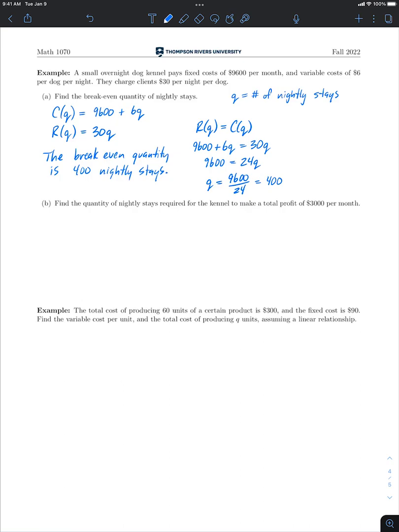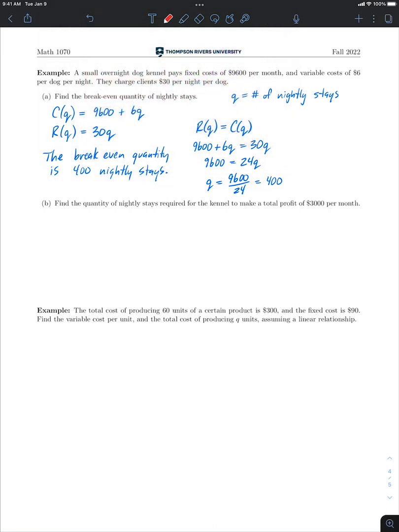Okay, so just to give yourself something to imagine too. Let's say that they had on average 40 dogs every single night. Well, then that means the first 10 days of the month is how long it would take for them to break even for their costs, and then the rest of the month would all be profit. Okay, so that's the break-even quantity.